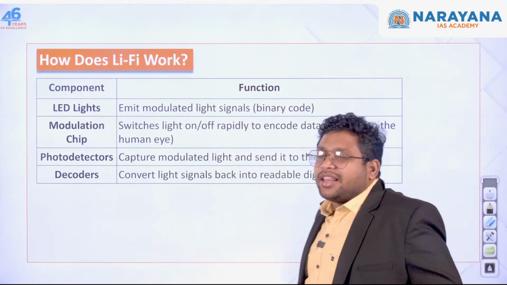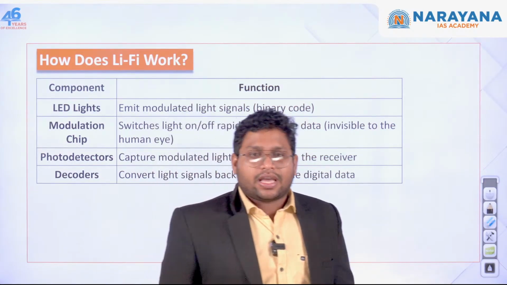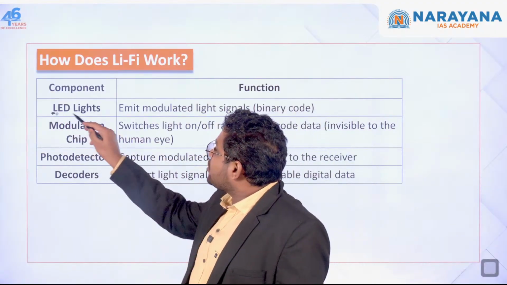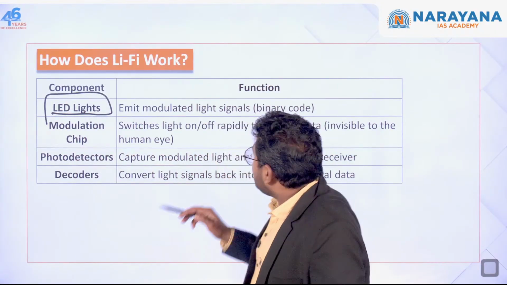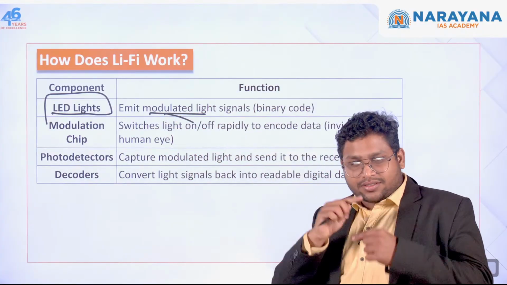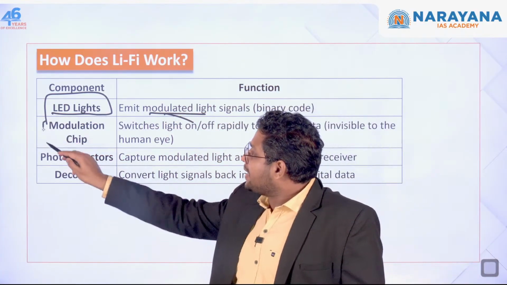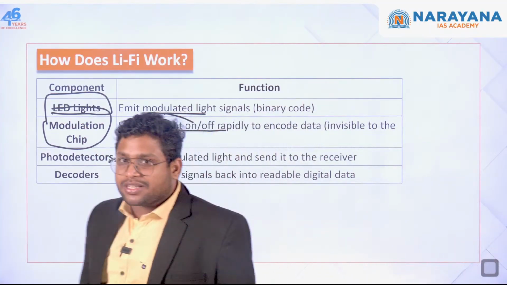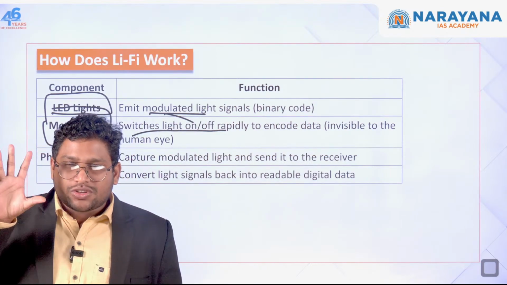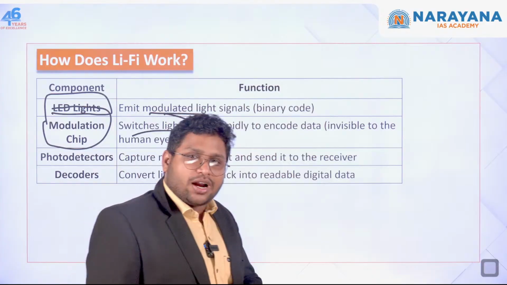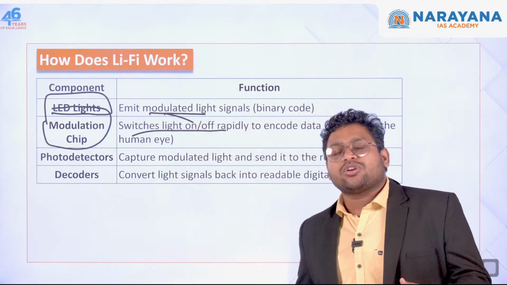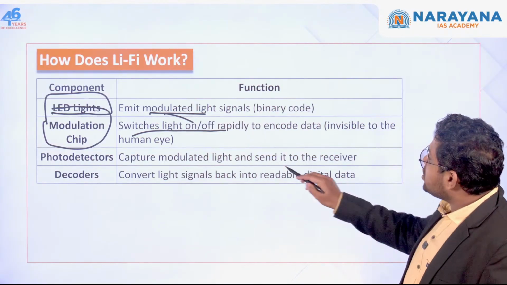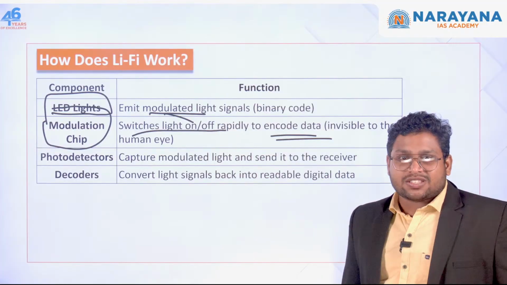Now, how does this Li-Fi exactly work? We said we have an LED bulb, and this LED bulb is going to emit light. Now, this light will be a modulated light. Okay, some changes will be there. Now there will be an additional chip over here which switches the light on or off. Now how does the data transmission take place? So light will be switched on, switched off, switched on, switched off, and this will be done very fast. Our eyes cannot even observe that light has been switched on or off because this is being done very fast. And through this, the data is getting transmitted.